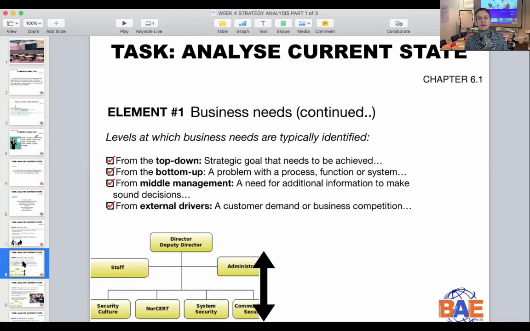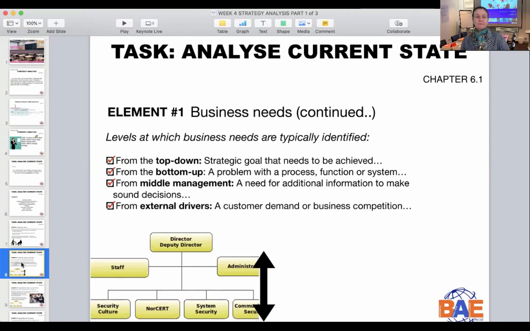Then there is from the bottom up, and this is when there's a problem identified with a process or a function or a system. We also get business needs from middle management, which is normally around additional requirements for information that they need in order to run their departments well by making good decisions. And then from an external driver perspective, a lot of the time, customer demand or competition might be driving the need for change. This is often where we would find our business needs coming from.